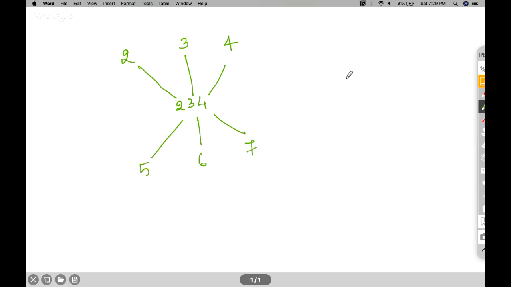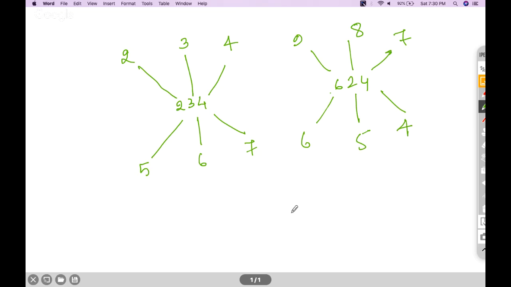Now let me go to another particular question. And this question is like this. In center I have 234. This is 2, this is 3, this is 4, this is 5, this is 6, this is 7. Then in center I have 624. This is 8, this is 5, this is 9, this is 7, this is 6, this is 4.